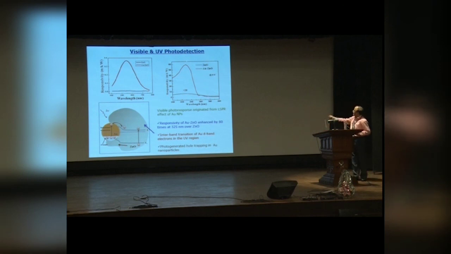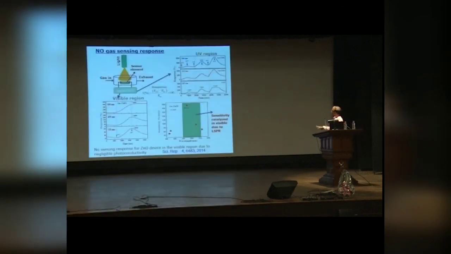That's why you get an increase in the responsivity. Also, a lot of the holes which are generated in zinc oxide are actually trapped in the gold, so that also reduces the recombination probability. So both of them can contribute to the high responsivity of zinc oxide.